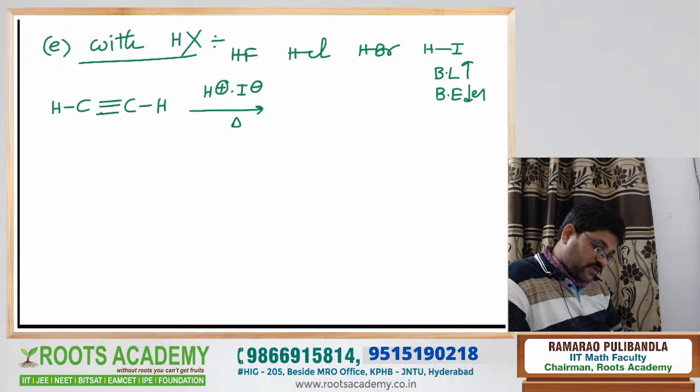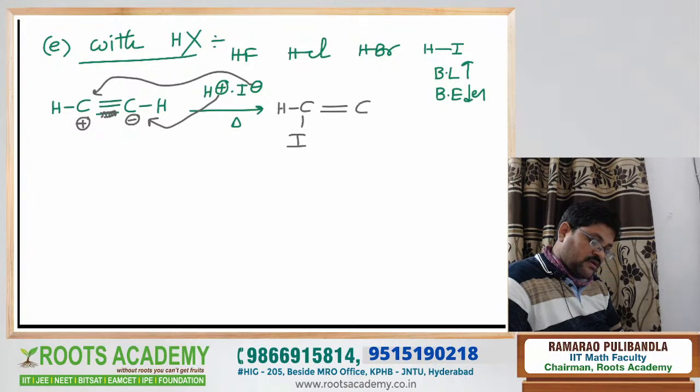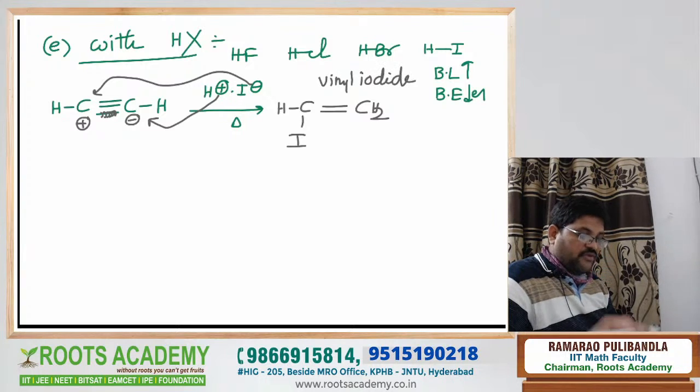Now the pi bond is shifted to one of the bonding atom side, giving out negative charge, giving out the positive charge. Now H plus ion attacks the minus, I minus ion attacks the plus. From that, what do you get? You get CHI double bond CH2. This is called vinyl iodide. Tell me, students, vinyl iodide.